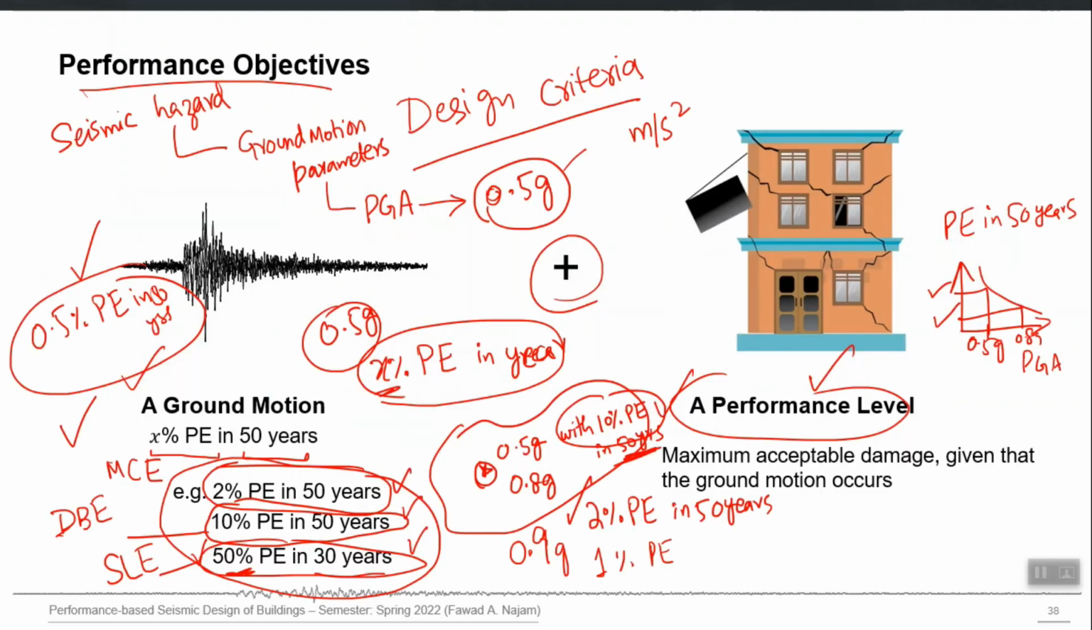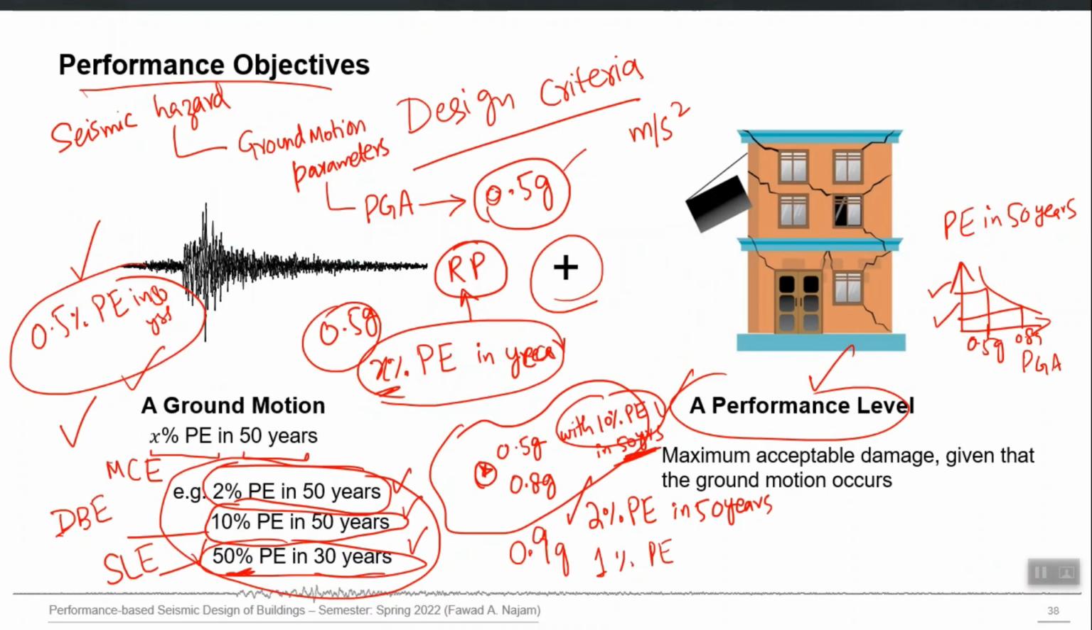So this number, X% probability of exceedance in Y years, as I have explained earlier, can be converted into another number which is called return period. I will explain that in the next class, but the same information like 2% PE in 50 years can also be described by another number which is return period, right? So each of these MCE, DBE and SLE levels has a return period. Either you report return period or you report probability of exceedance in certain years, it's the same thing. How to convert between them, I'll explain in the PSHA class.